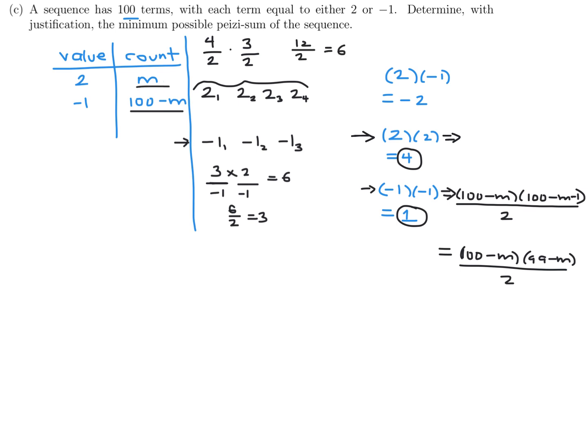But this time, we're not dealing with 4, we're dealing with m. So instead of that 4, we put an m. And then for the second number, there's m minus 1 choices. And don't forget to divide by 2 to get the number of distinct pairs.